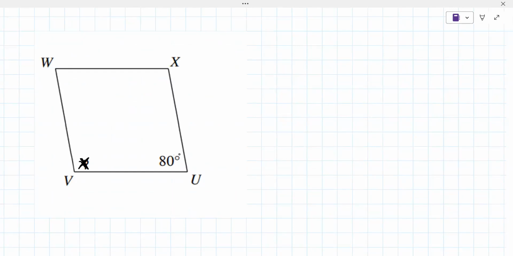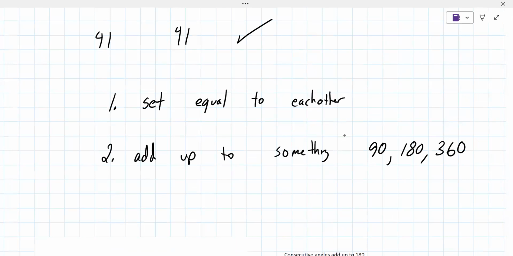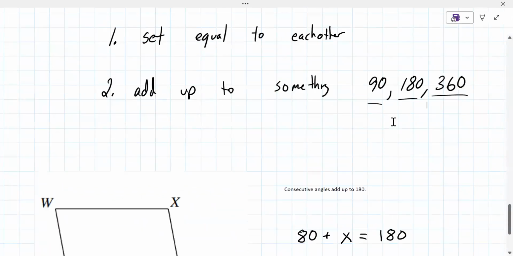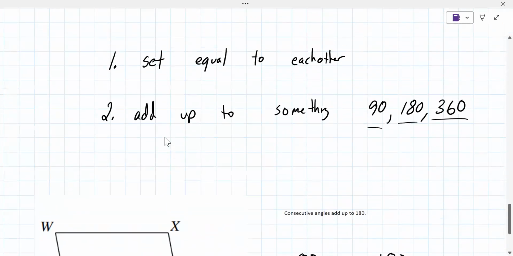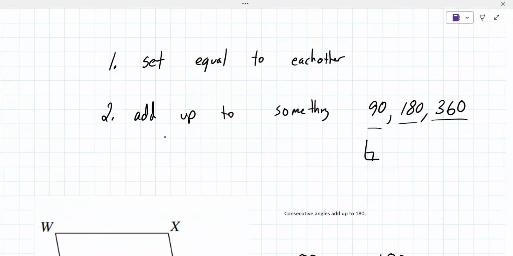It is unknown. Now, here is the only geometry that you have to know, which is that consecutive angles add up to 180. Consecutive angles are angles next to each other. So this 80 plus X equals 180. And that's what I meant by, in the second thing, they add up to something. Typically 90, 180, 360, those are the common ones. And how do you know? Well, you have to spend a little time learning some of these. But if you recall, the 90 degree ones are when it's a right angle, the 180 are the straight lines, and 360 are the circles.